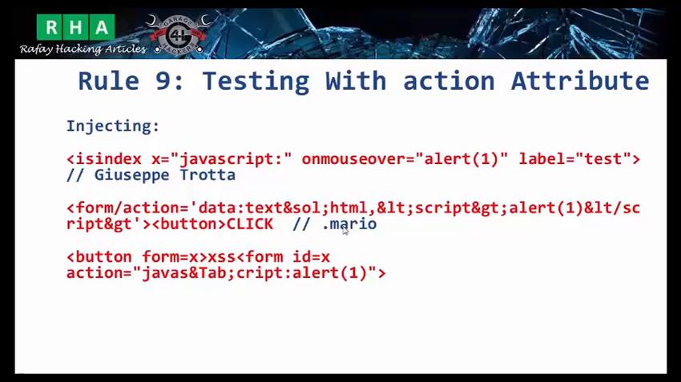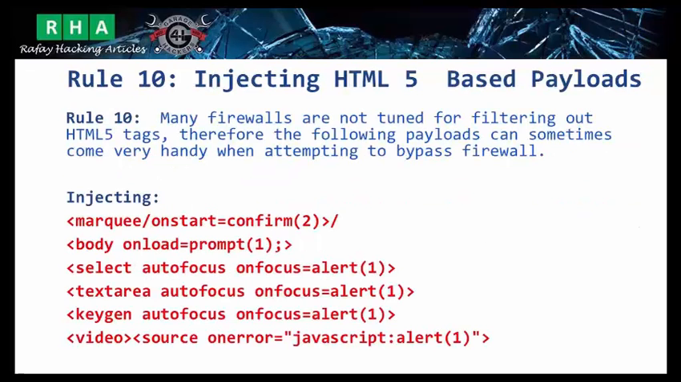This one is from Mario Heiderich, where he's using the data attribute with the data URI scheme in order to execute JavaScript, followed by HTML entities. Gareth, a good friend of mine, is using an event handler, and this was one of the bypasses for DOMPurify from Mario Heiderich. And again, this is a very neat vector that I think would bypass a lot of firewalls, if not many.